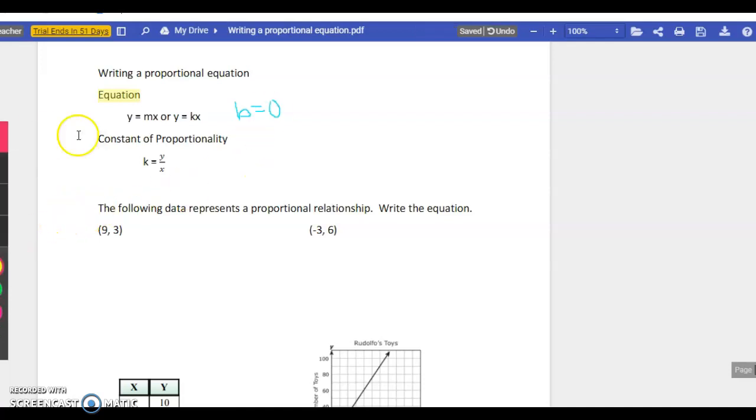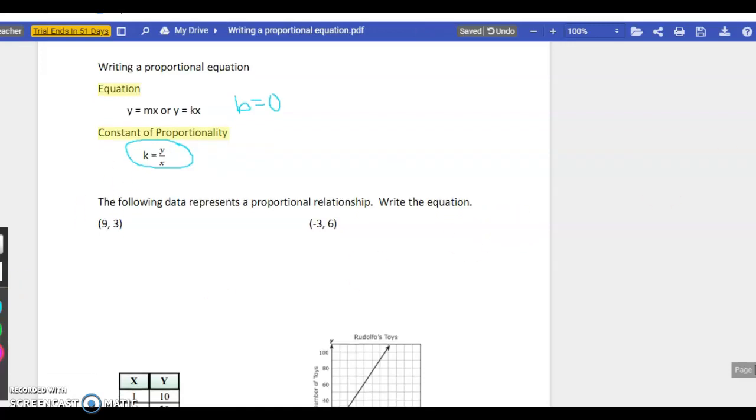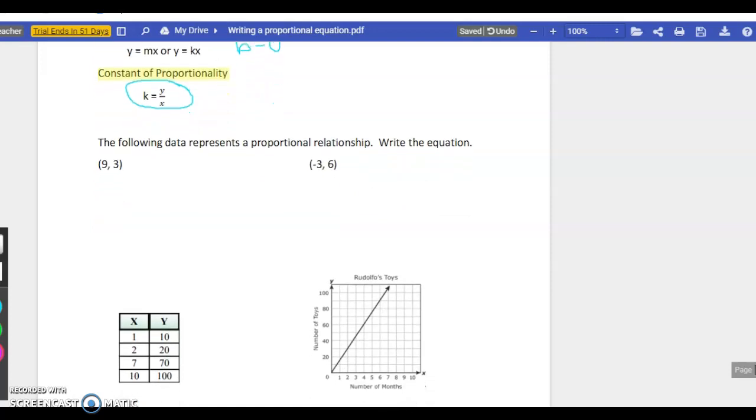Okay? And then we've also talked about the constant of proportionality, which is really, really important that we remember. It's k equals y over x. Now I'm going to show you two different ways to calculate and write this equation.